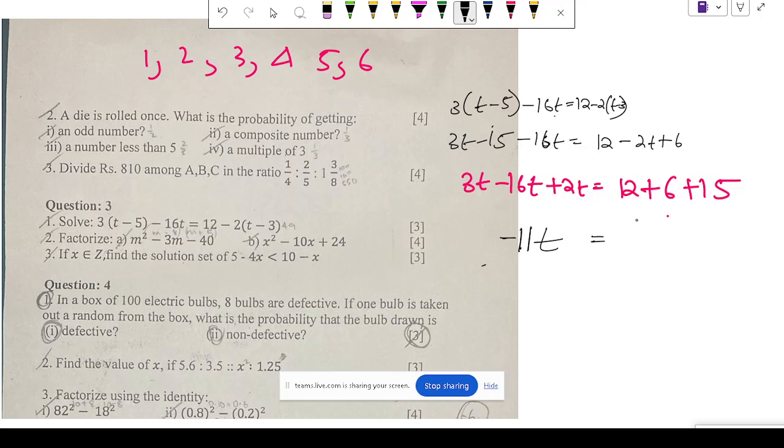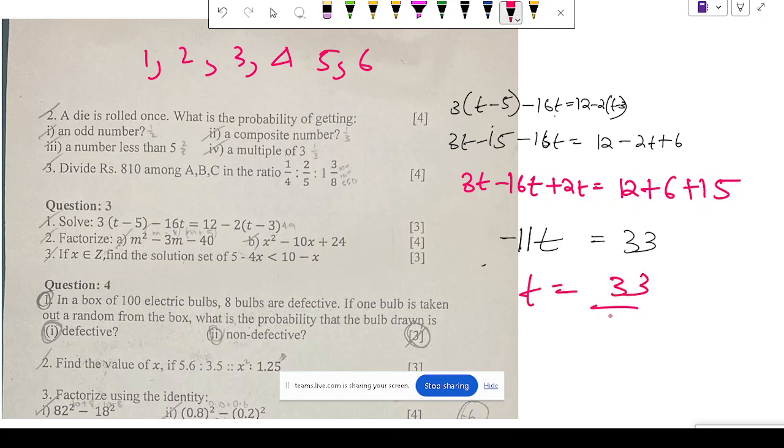Sir, then add all. 31. Add properly. 12 plus 6 is 18. Okay, if not 15 plus 6, how much is 15 plus 6? 21. 21 plus 12 is 33. What did you get? Yes, 33. Okay, so t is equal to 33.